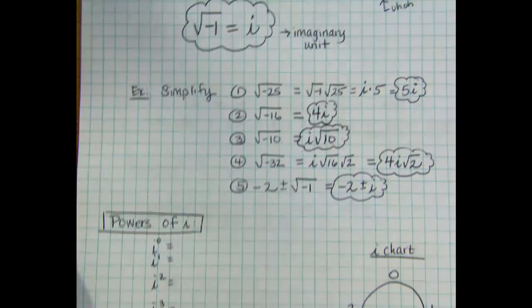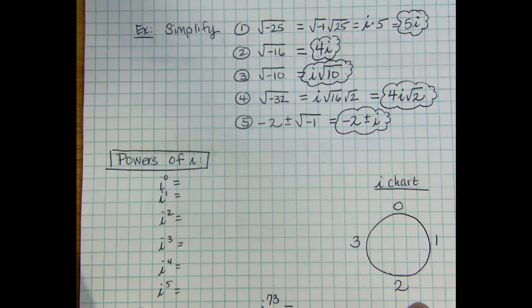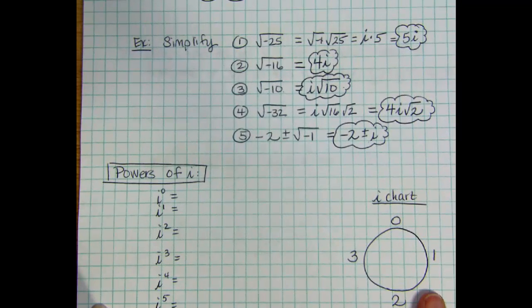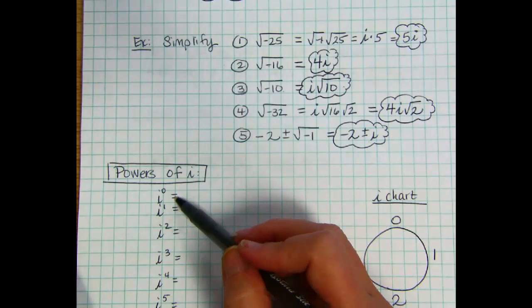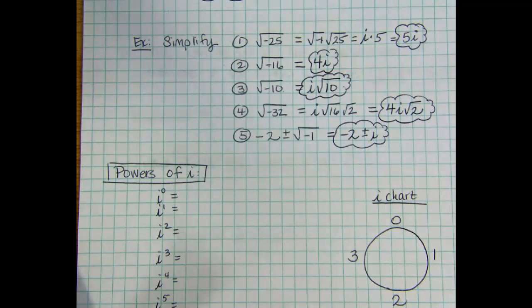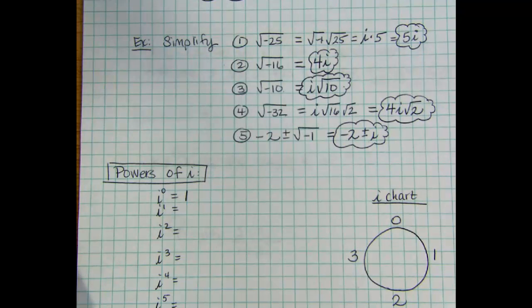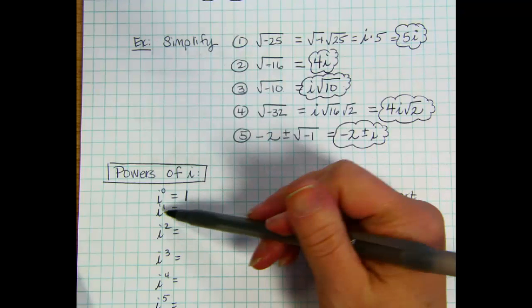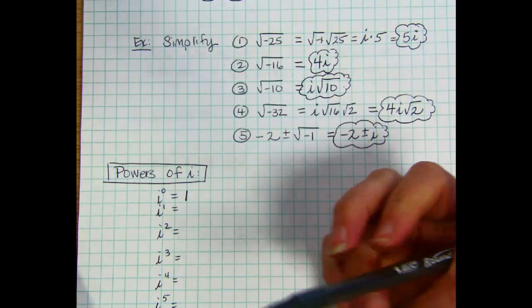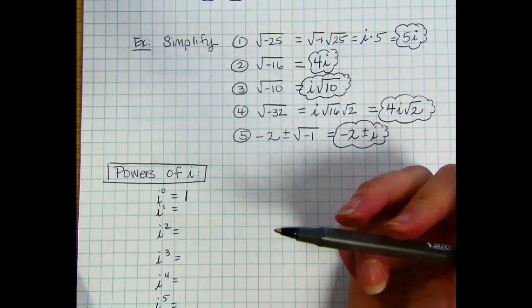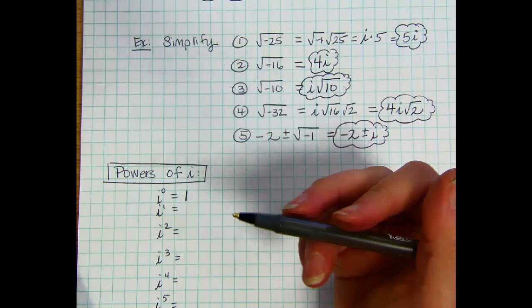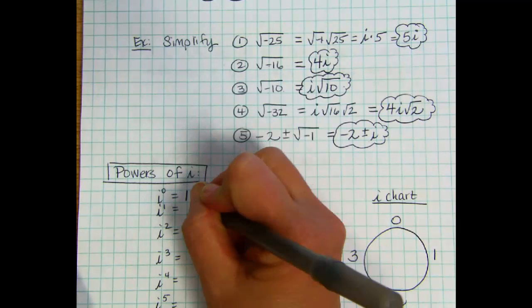We can talk about different powers of i, or different exponents on i. So i to the 0, well, any number to the 0, 5 to the 0, 12 to the 0, x to the 0 is always 1. So i to the 0 is equal to 1. i to the first, well, any number to the first stays the same. 5 to the first is 5, 32 to the first is 32, so i to the first is i.